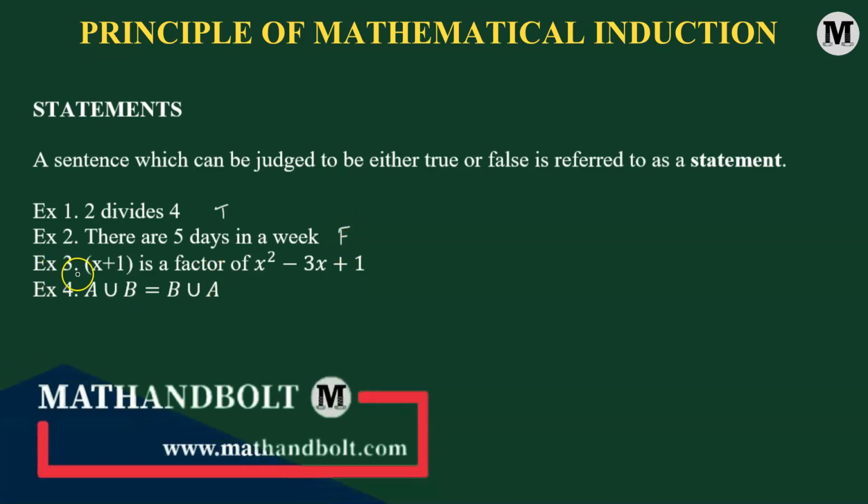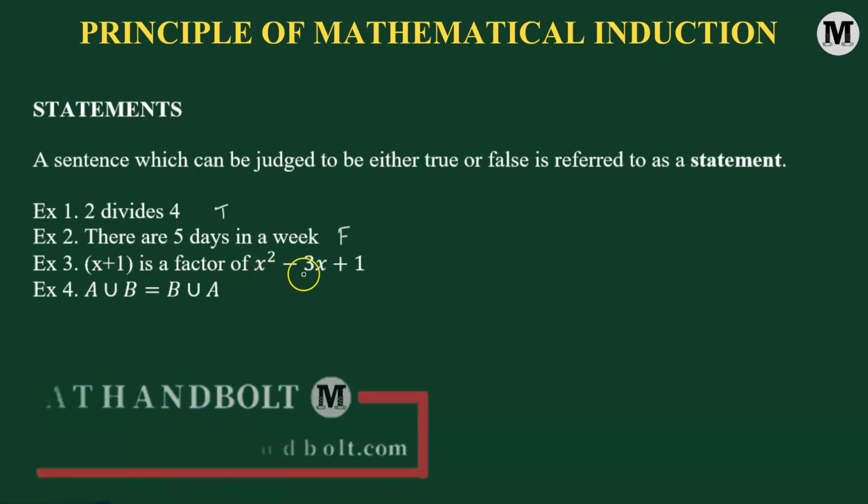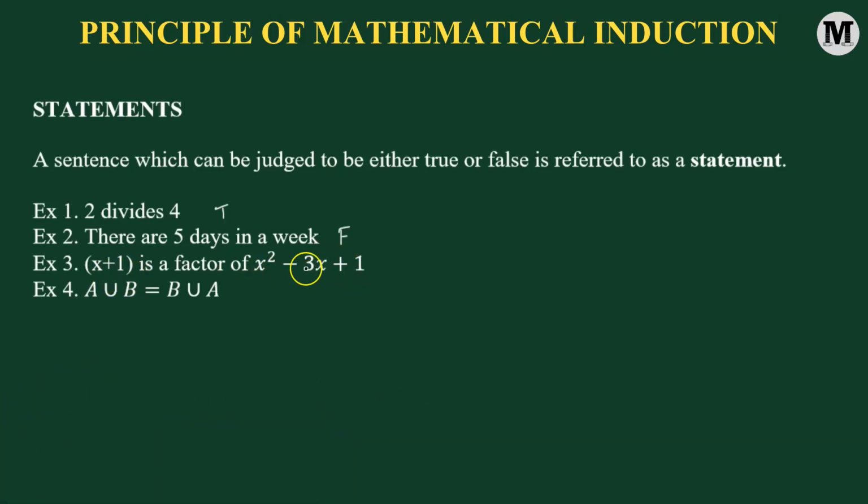Then we go to statement number 3, which states that x plus 1 is a factor of x squared minus 3x plus 1. Is it true that x plus 1 is a factor of x squared minus 3x plus 1? No, that's a false statement. Actually, it should be x minus 1. Now, in statement number 4, we know that the union between two sets A and B is commutative in nature. So that means A union B is going to be equal to B union A.